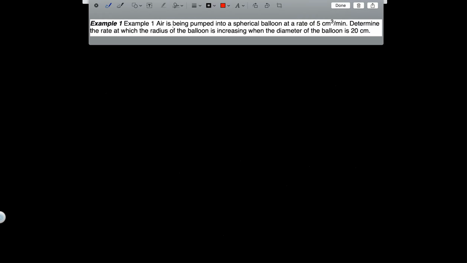Let's get started. Air is being pumped into a spherical balloon at a rate of 5 centimeters cubed a minute. So let's sort of draw out what's going on. We have some sort of sphere, and it's a balloon. The balloon has some hole that air is coming in from, which increases the volume of the balloon. We know its volume because it's centimeters cubed, at 5 centimeters cubed per minute. So let's call this V prime. This is how fast the volume is changing, so the change in volume, or the derivative of volume.